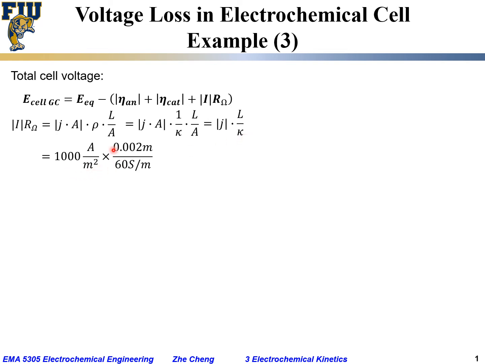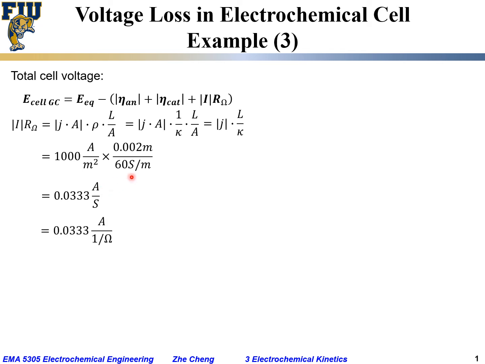Now let's plug the numbers in. The absolute value for current density would be 1000 amp per meter square. Length we said is 2 millimeter or 0.002 meter. Conductivity we said for electrolyte is 60 Siemens per meter. So the per meter in the denominator and the meter together would be meter square and cancel out with this meter square. As a result, we plug the numbers in: 1000 times 0.002 divided by 60, we would get 0.0333 in the unit of amp per Siemens.